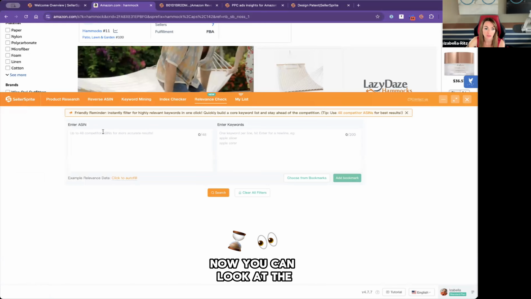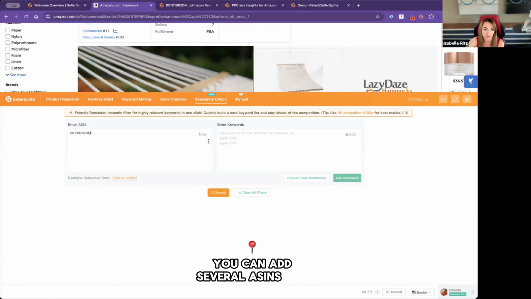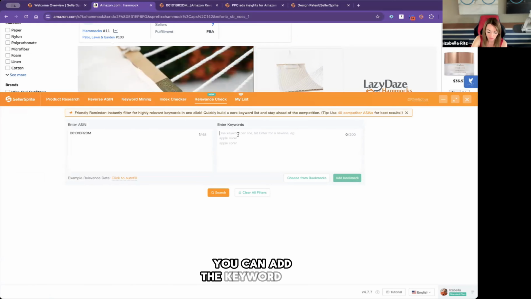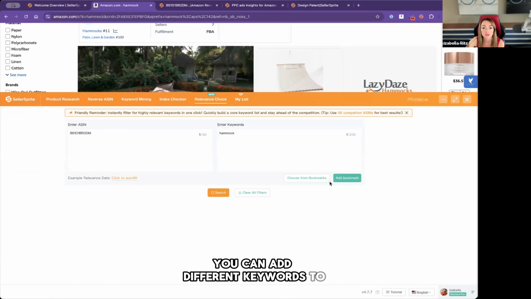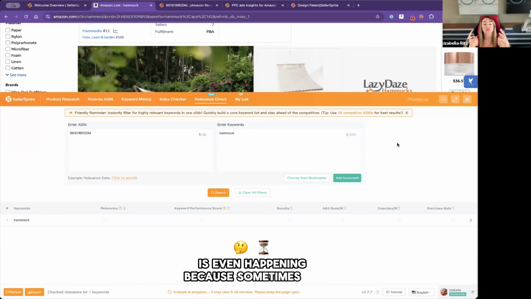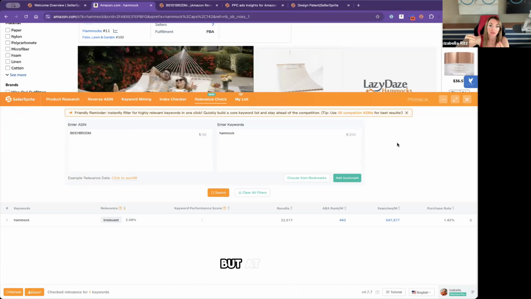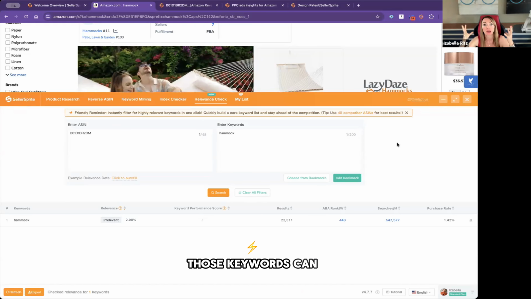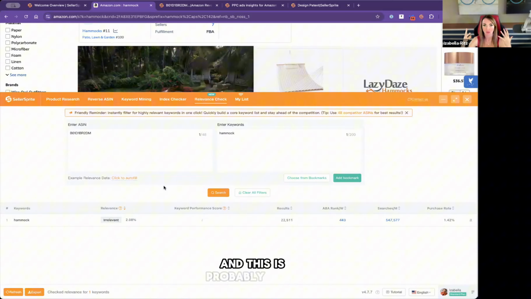Now you can look at the relevance check. So for example, you can add the ASIN. You can add several ASINs here as well. You can add the keyword, and again, I will add the keyword hammock. You can add different keywords to see if the relevance is even happening, because sometimes products are indexed for the wrong keywords, but at the same time, those keywords can be high intent or low intent for your purchase. And this is probably a lot of information.